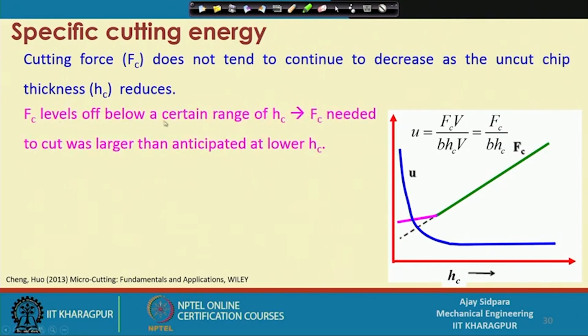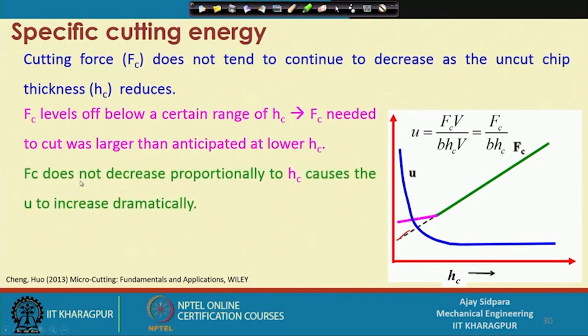Now, for Fc at levels below a certain range of Hc, that is what is happening here, and the Fc needed to cut was larger than anticipated at the lower Hc value. So, we are following this particular line, but this line is not followed when you do machining at a micro scale, and Fc does not decrease proportionally to Hc, which causes u to increase dramatically. Because now we know that our denominator is in micron, it will be extremely high when we multiply it with the comparatively very high forces in this case. So, your u will definitely be on the higher side in micro machining.